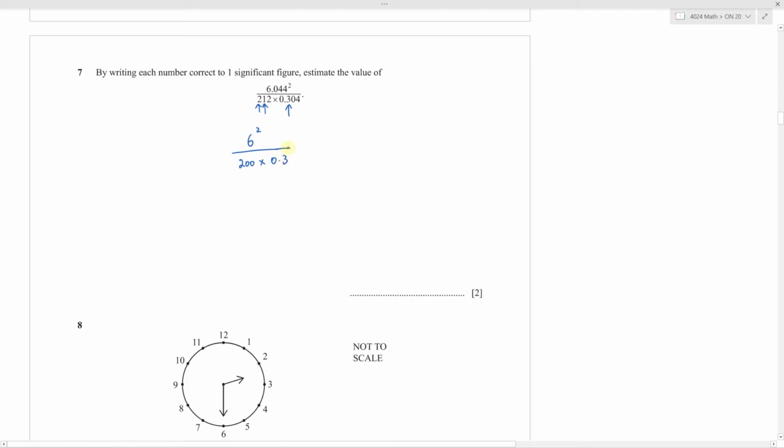So this will become 0.3. So 6 square is 36 divided by 200 into 0.3. 2 times 18 and 2 times 100. I can divide by 2 on both the numerator and denominator. 0.3 multiplied by 100, so this decimal will move 2 places to the right. So this will become 18 over 30. I can divide by 6 in the numerator as well as the denominator. So 6 threes are 18 and 6 fives are 30. So this will be 3 over 5.